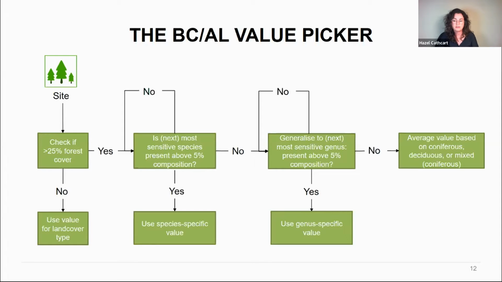You check if there's enough forest cover, and if so, is there more than 5% of the most sensitive species? If none of those species are present, generalize to the genus, and if nothing has sufficient coverage, then give it a generic value based on coniferous, deciduous, or mixed. Values outside of forests were assigned values based on their land cover type using a representative species from the database.